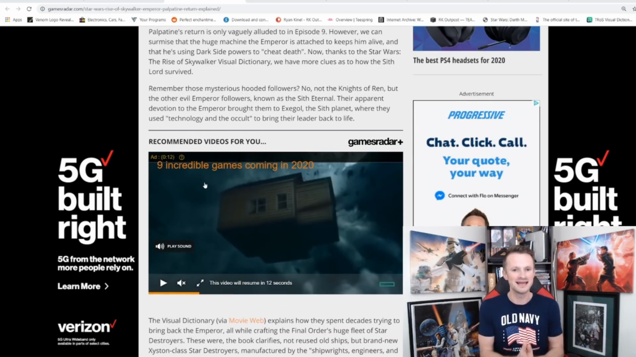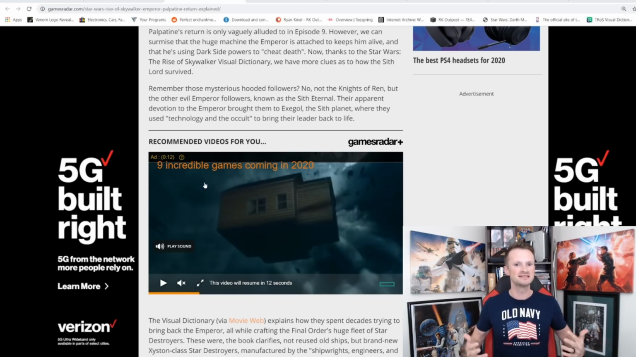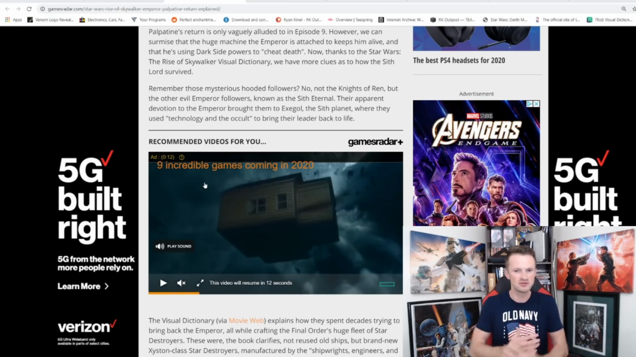And when you say, that is all it says in the Rise of Skywalker visual dictionary, that these Sith Eternal on Exegol, they brought Palpatine back to life. They resurrected him somehow. It doesn't even go into any detail other than that, because I think they had no plan to do this. They want to keep it as vague as possible because they know any way they explain it, it's just going to wreck a bunch more lore, a bunch more continuity.